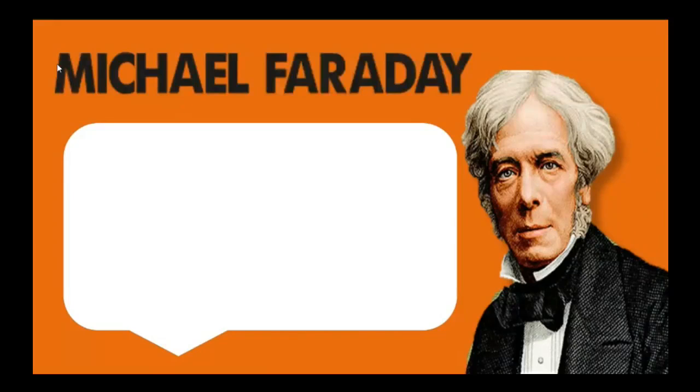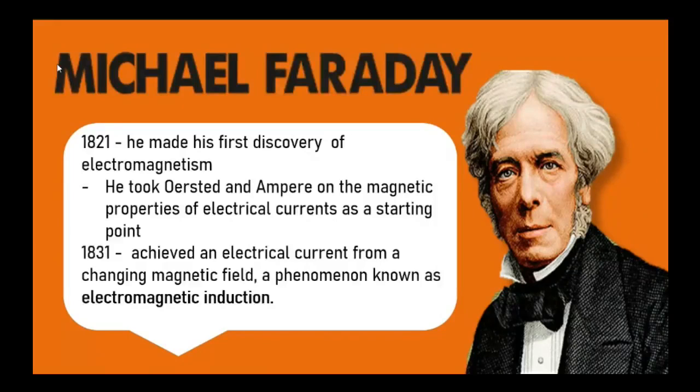Michael Faraday made his first discovery of electromagnetism in 1821. He took the work of Ørsted and Ampère on the magnetic properties of electrical currents as a starting point, and in 1831, he achieved an electrical current from a changing magnetic field, which is a phenomenon known as electromagnetic induction.